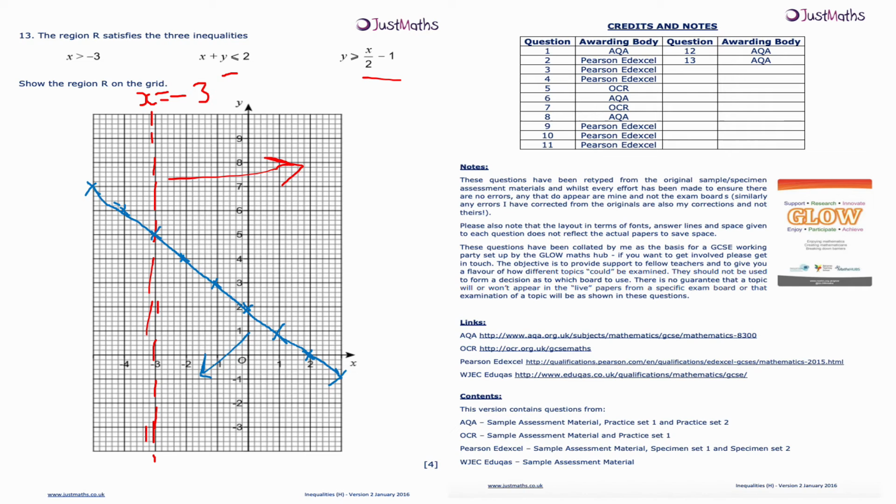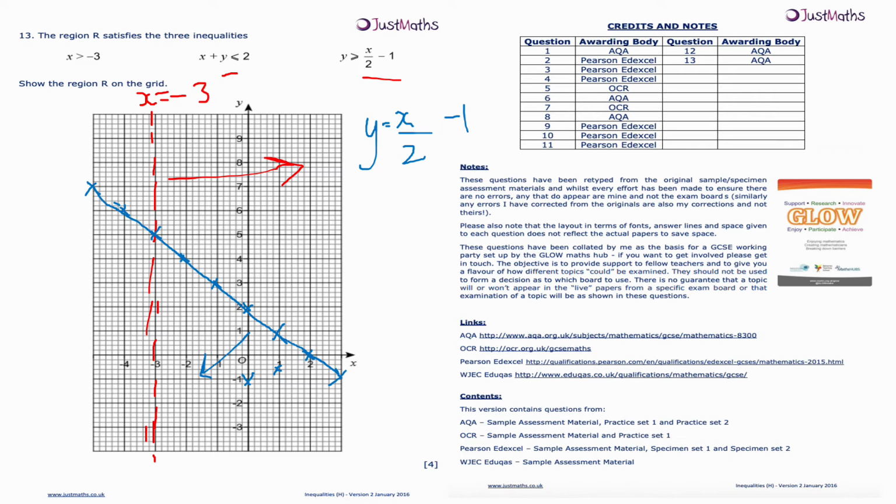And the last one is y is greater than or equal to half x minus 1. So x over 2 minus 1. So it is going to go through minus 1 on the y-axis. When x is 1, we get a half take away 1, which is going to be minus 0.5. So it's going to be somewhere here.